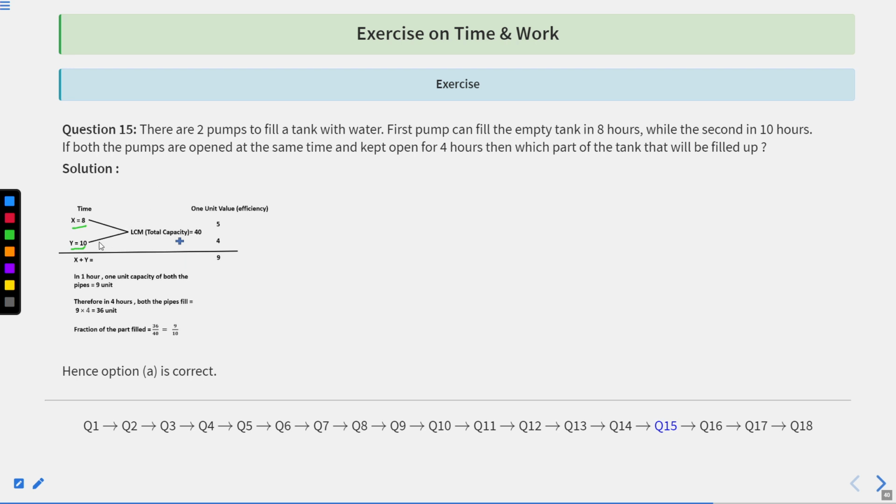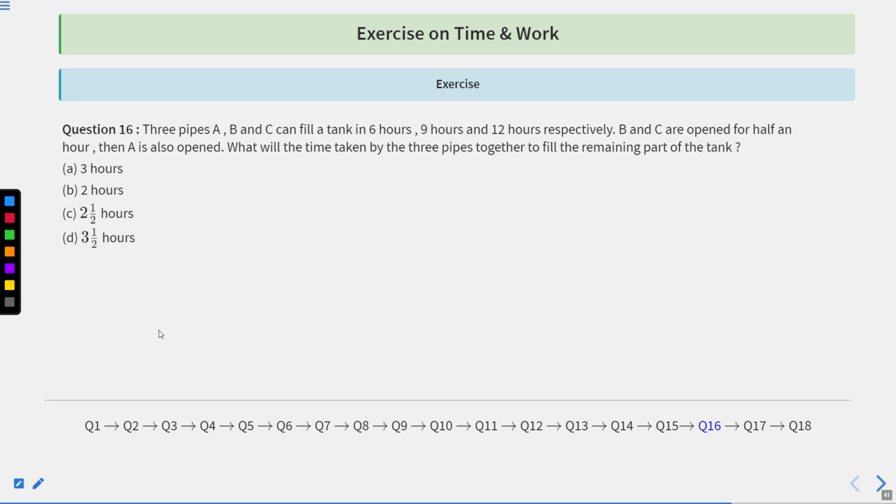So the total capacity is given by the LCM of 8 and 10, that is 40. So the one unit value, that is the efficiency of x, is 5 and the efficiency of y is 4. So the total efficiency, or I should say the combined efficiency of x and y, is 9. That is 5 plus 4. So in 1 hour, both the pipes together fill 9 units. Therefore, in 4 hours, both the pipes fill 9 into 4, that is 36 units. The fraction of the part filled is equal to 36 upon 40, that is 9 upon 10. So the correct option here is option A.